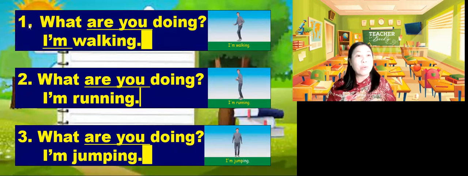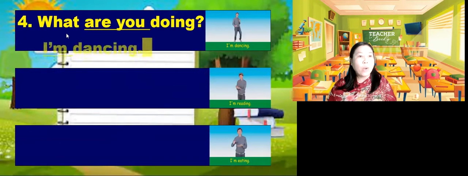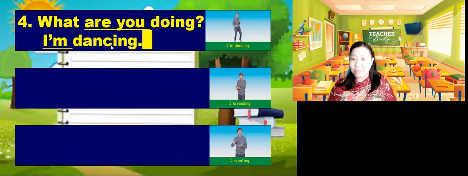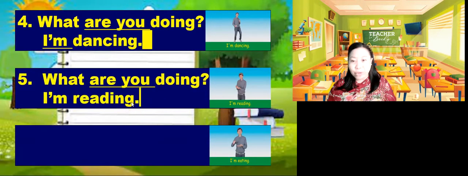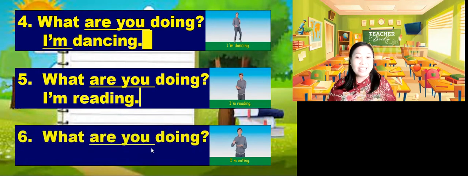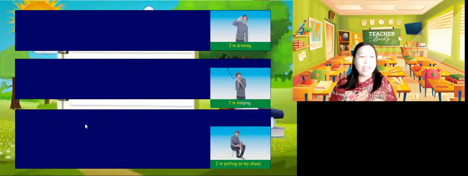Okay. Sentence number one, or question number one. What are you doing? I'm walking. What are you doing? I'm running. What are you doing? I'm jumping. Okay. This is the picture. Number four. What are you doing? I'm dancing. What are you doing? I'm reading. What are you doing? I'm eating. Okay, number seven.